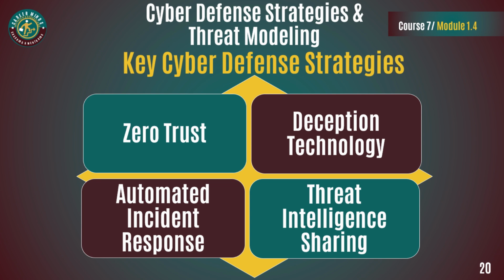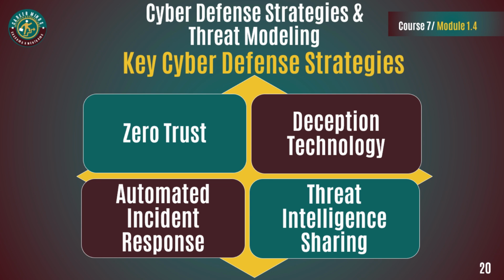And the third one is automated incident response. This is when threats are detected, your systems respond instantly without needing manual action. And finally, threat intelligence sharing. Here, organizations share data about threats with each other, like neighbors warning each other about local crime.